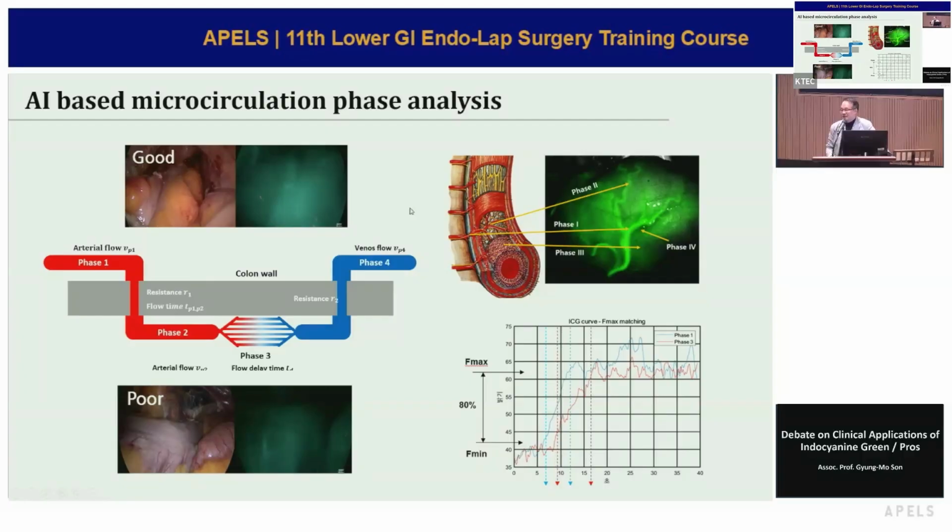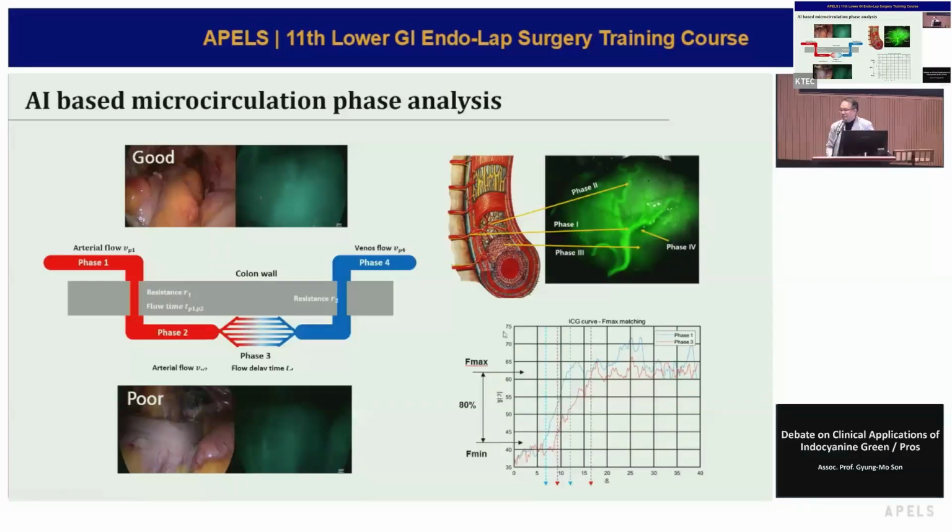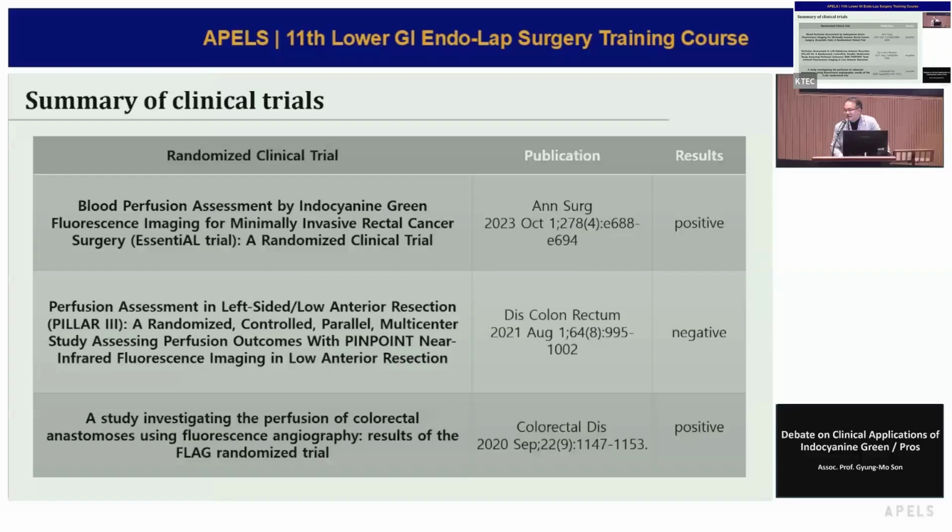So vascular enhanced pattern and some submucosal enhanced pattern could be differentiated using the AI program. So we try to make some novel perfusion parameter using this study. This is ongoing. So this is a summary. Actually, Professor Lee will show you some clinical trial results.